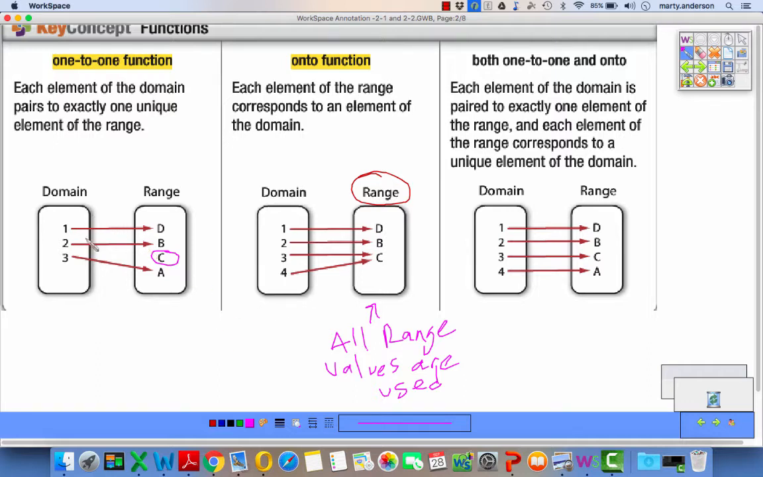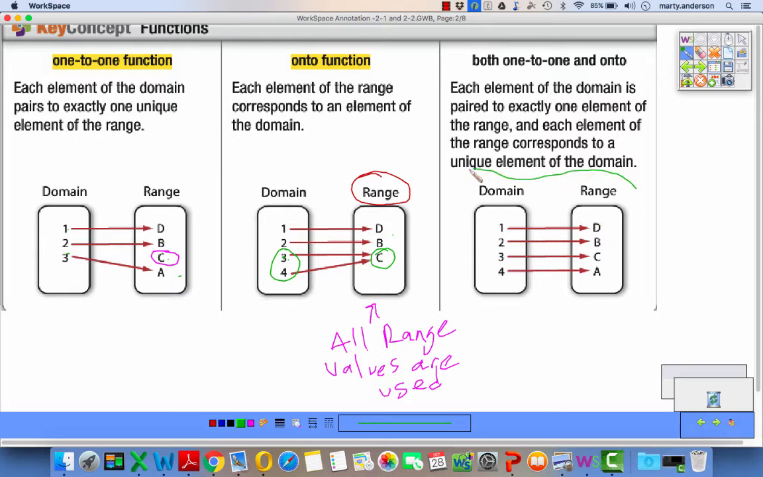And then none of the domain values go to the same range value. Well, how come this one right here isn't 1-to-1? Because 3 and 4 both go to C. That's not 1-to-1. That's not one domain with one range, one domain with one range. Here's one range value with two different domains. That's what makes it not one-to-one. So you're going to have one line coming out of each to make it a function. Both of these are functions. All the ranges are used over here. That's what makes it onto. There's one left alone. That's what does not make it onto.